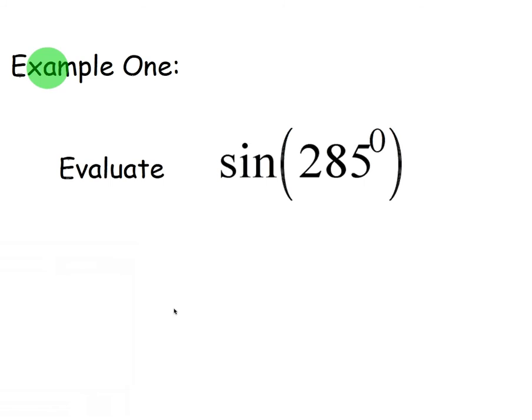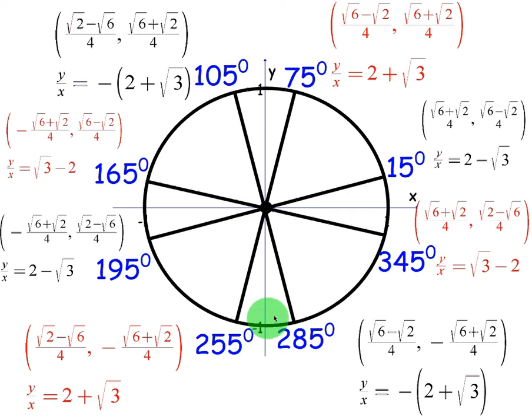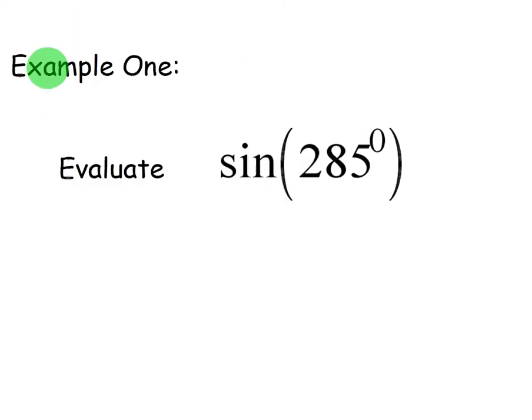Okay, so now that we've got this enhanced unit circle filled out, I'm going to go ahead and show you how to apply it, and it's very, very simple. So let's say for our first example, we're trying to figure out sine of 285.